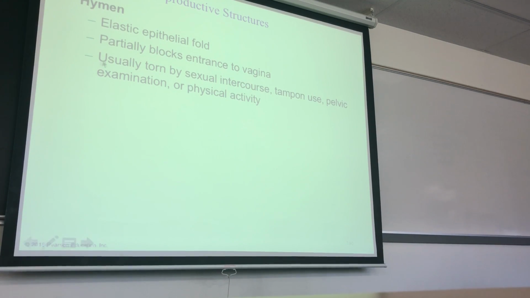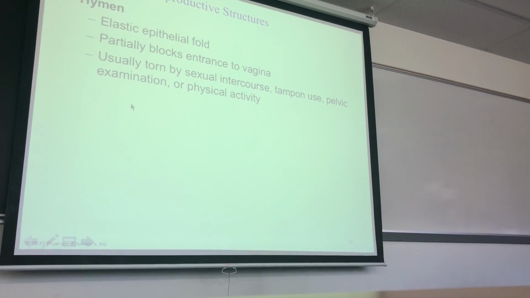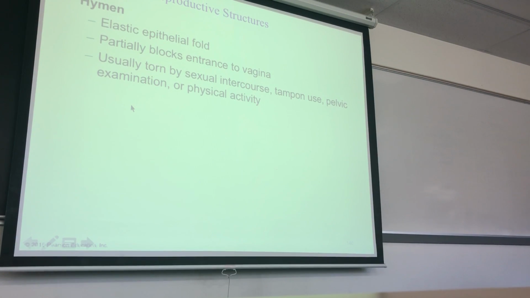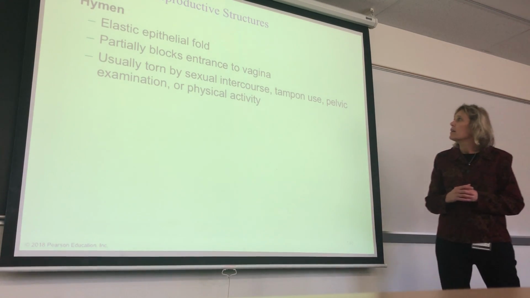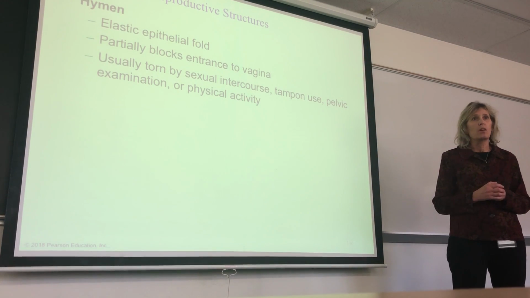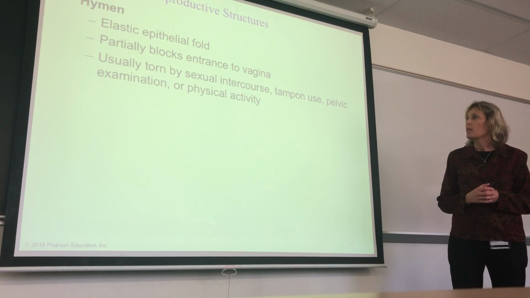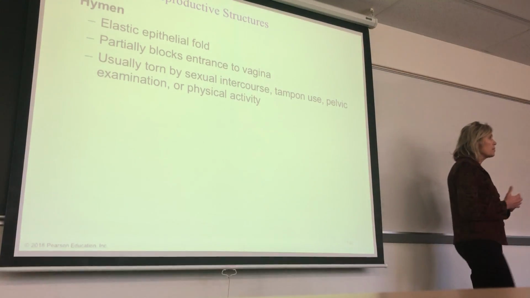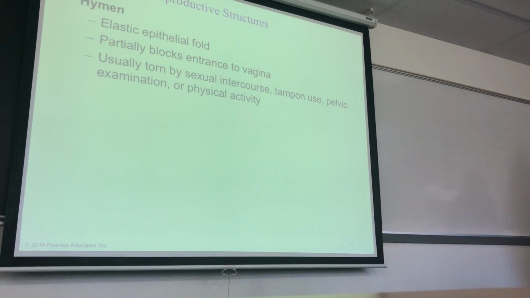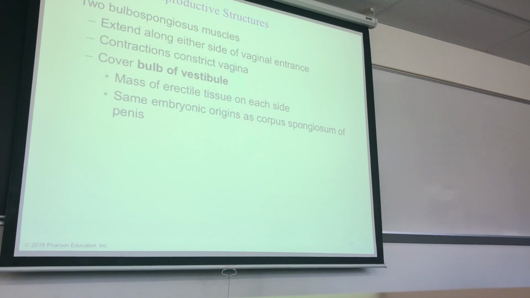You guys, I know you've probably heard of the hymen. The hymen is an elastic epithelial fold that partially blocks the entrance to the vagina. It's usually torn early in a young adolescent girl, usually if tampons are used. Otherwise, it gets torn during sexual intercourse, pelvic examination, sometimes physical activity. These types of things can also tear the hymen, but I don't have a picture of that either, so I apologize for that.